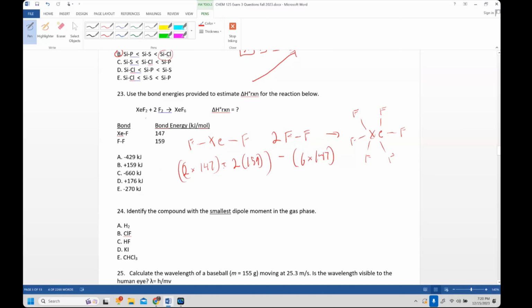And to limit confusion, and this one's pretty simple, I'm going to solve it myself. 2 times 147 plus... Wait. 159 times 2 is 318. So 2 times 147 plus 318 is 612. 612 minus 6 times 147, that's 882. 612 minus 882 is negative 270, which is E.